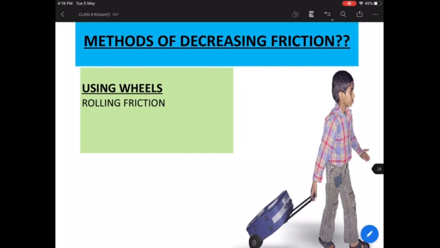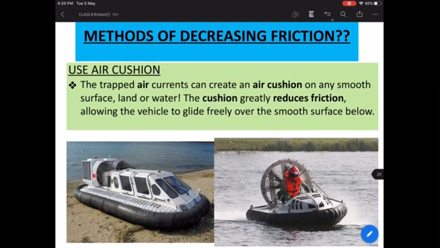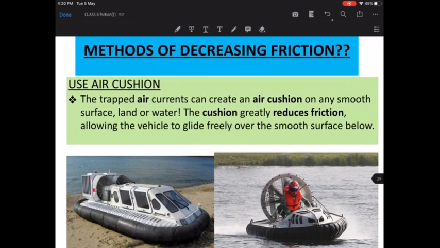Okay, so next, methods of reducing friction. You can use wheels, which is same as using maybe ball bearings, right? You can use wheels. So this is self-explanatory, right? You can use wheels.